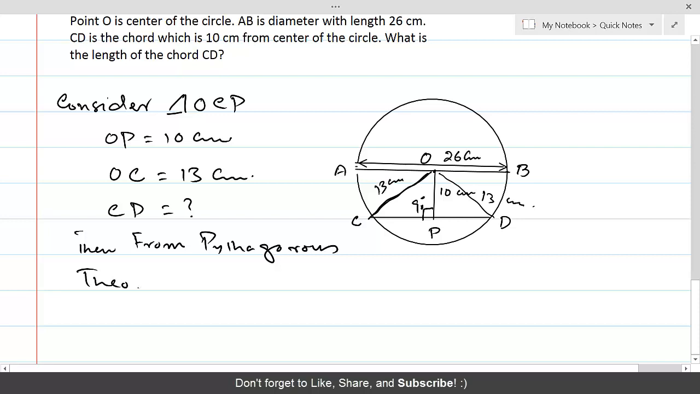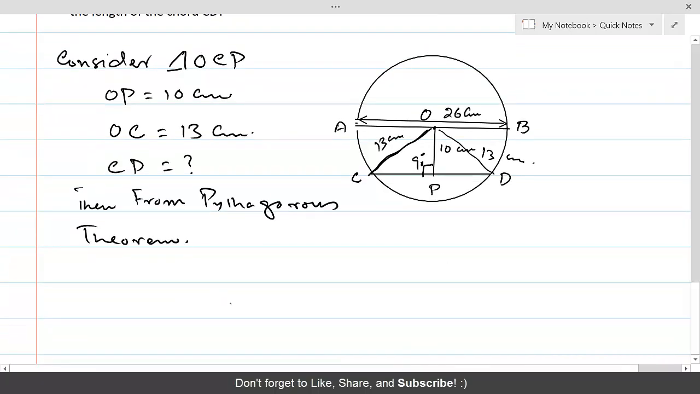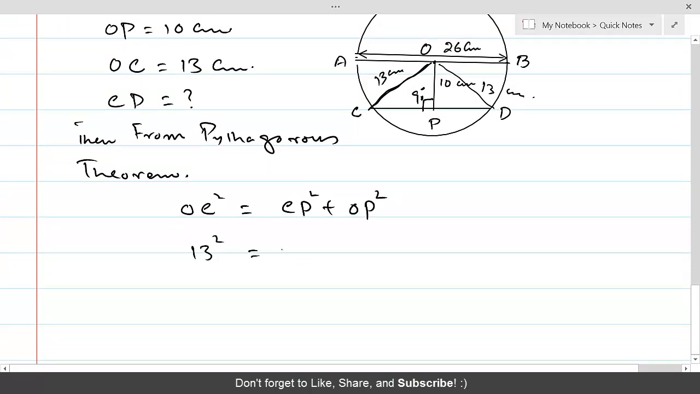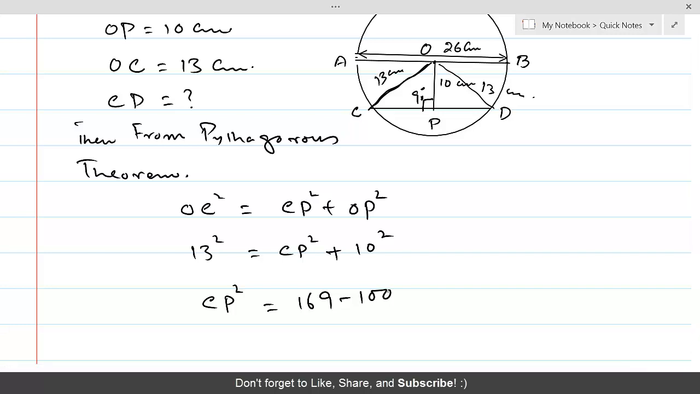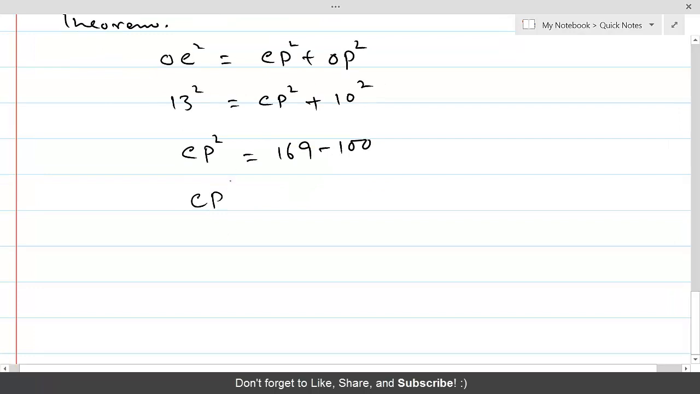If this angle is 90 degrees, then obviously we can make use of the Pythagoras theorem. Then from the Pythagoras theorem, OC square is equal to CP square plus OP square. So OC square, 13 square, is equal to CP square, which is what we want to find out, plus OP square, 10 square. This gives CP square equal to 169 minus 100, which is 69. CP square is equal to 69, and CP is equal to square root of 69. If we take the square root, this is 8.307.